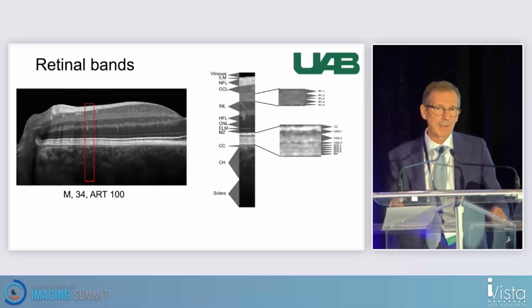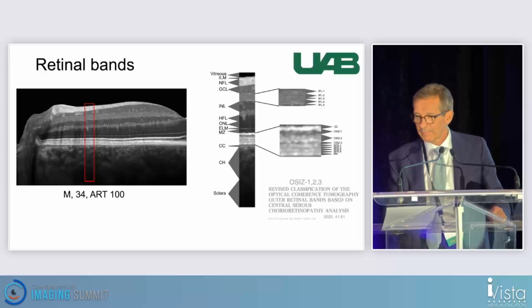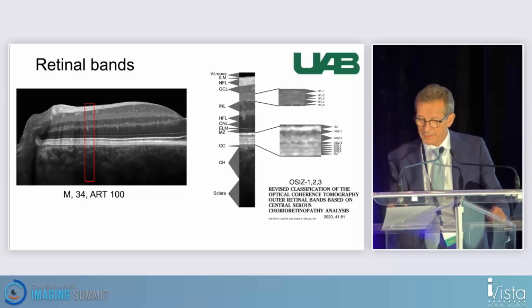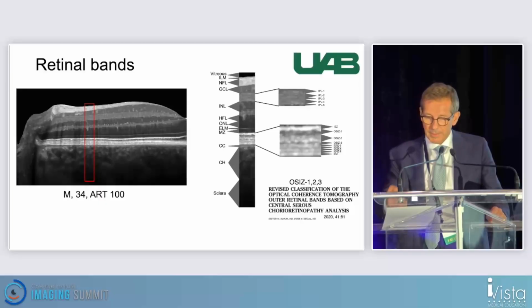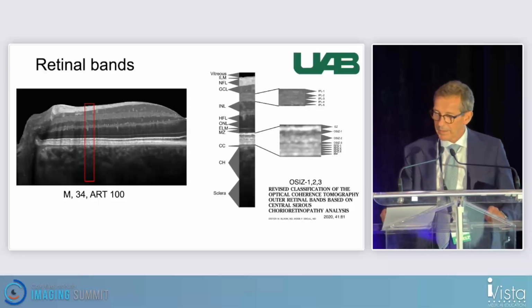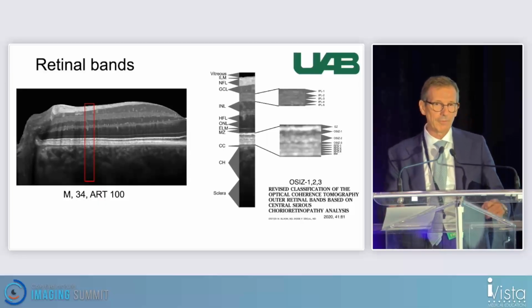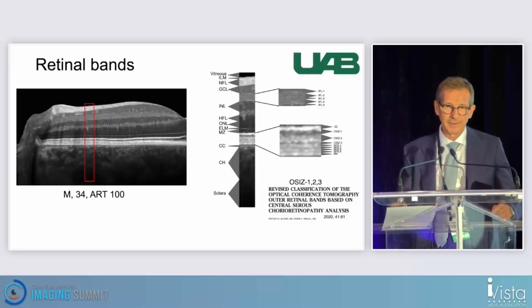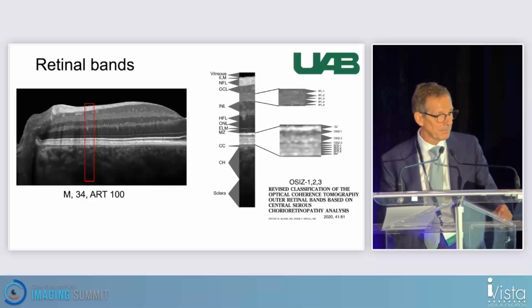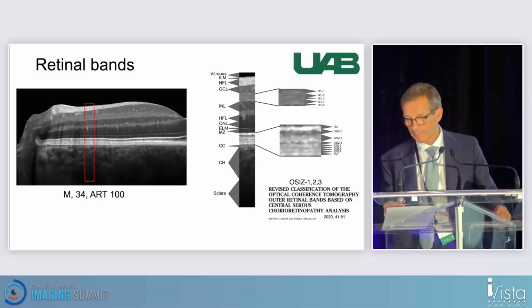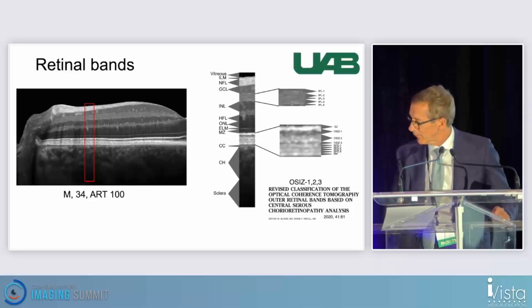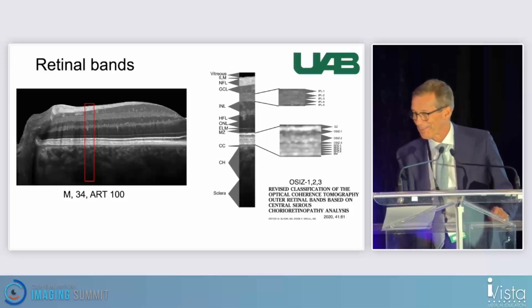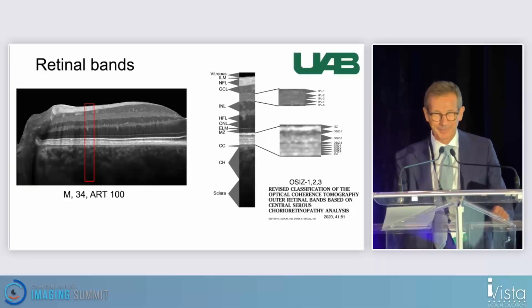Because you increase the axial resolution, we start to see more lines. This is a paper by Christine Curcio with the prototype from Heidelberg, and you see that now we are measuring 28 different lines. The most difficult thing will be to find the names for each one, and to remember them would be quite complicated.